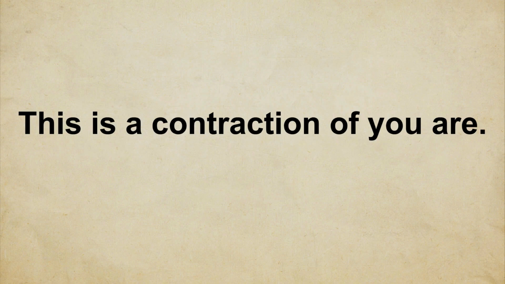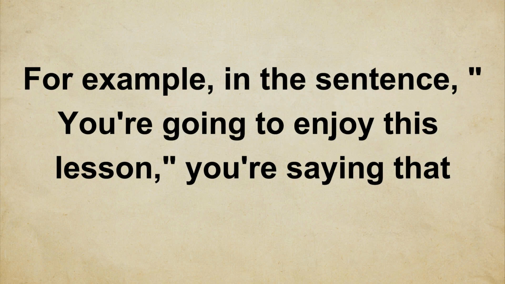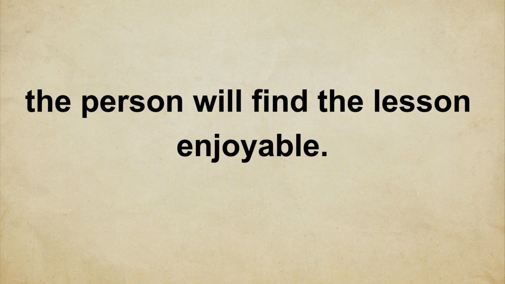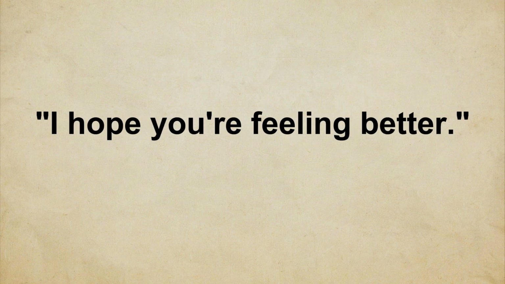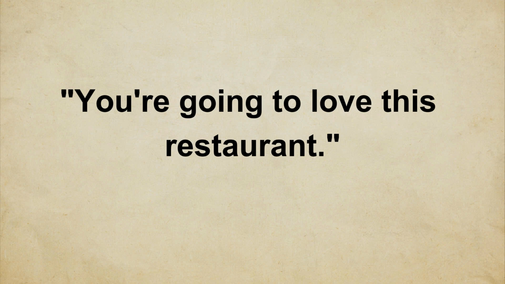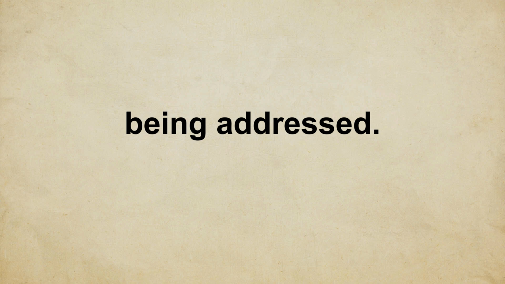2. You're. This is a contraction of "you are." It combines two words to make communication smoother. For example, in the sentence, "You're going to enjoy this lesson," you're saying that the person will find the lesson enjoyable. Examples: You're a great friend. I hope you're feeling better. You're going to love this restaurant. In these sentences, you're provides information about the subject, linking back to the person being addressed.